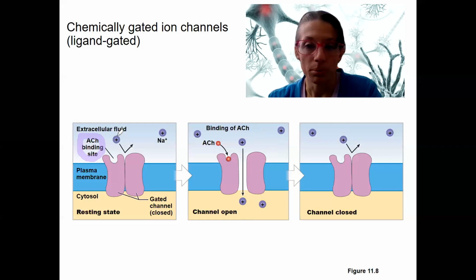So acetylcholine binds, opens the protein, period. Once it's open, ions move down their concentration gradients. Okay, we'll talk more about different types of chemicals other than ACh when we talk about synaptic transmission. So neurotransmitters are chemical messengers.